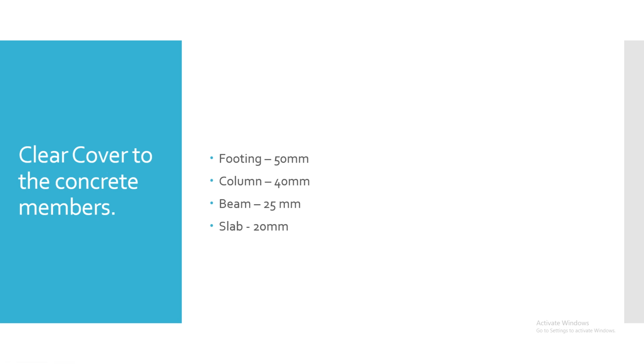Then clear cover, हेच आपण बघतो, how it is provided पुढे त्यासाठी. So clear cover to the concrete reinforcement members, that is footing ला 50 mm, column 40 mm, beam 25 mm and slab 20 mm. Okay, so these are the different depths for the cover block of different members. Footing ला वेगळा, column ला वेगळा, beam ला वेगळा, slab ला वेगळा, सगळ्याला एकच नसतो.